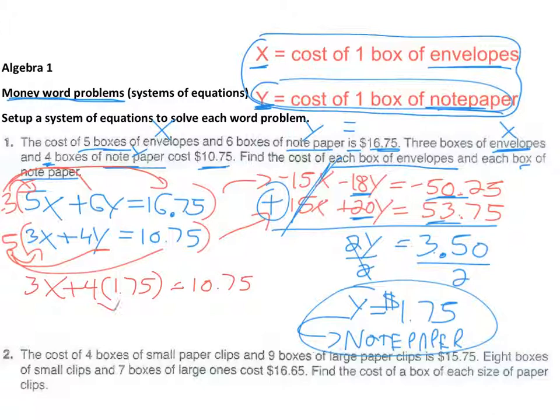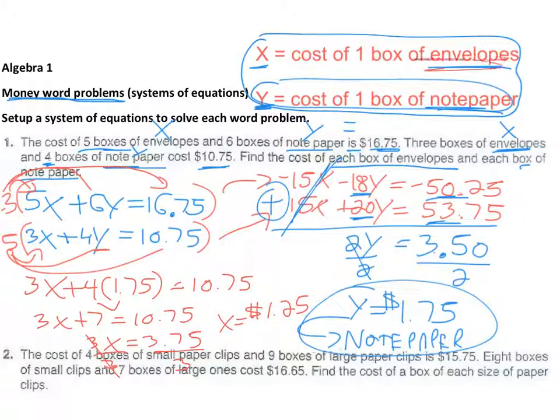Okay, and then when you multiply this, the 4 times 1.75 is 7. So you get 3x plus 7 equals 10.75. Okay, then you're going to subtract 7 from both sides, and you're going to have 3x equals 3.75. And then the last thing you would do is divide both sides by 3. And when you put that on your calculator, 3.75 divided by 3 gives us 1.25. So let's put 1.25, and this is the x, which is the 1 box of envelopes. So I'll just put ENV for envelopes.